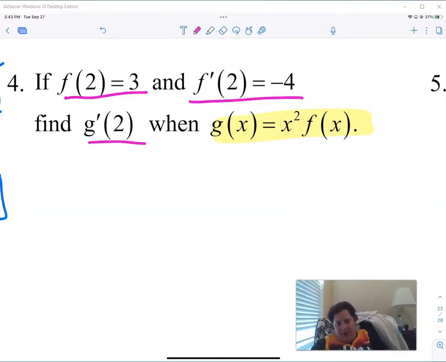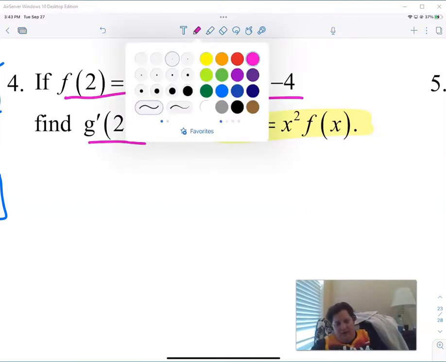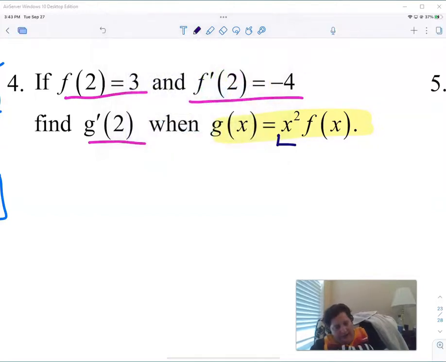Now, guys, this is a product rule. Let's see if you can see why this is a product rule, okay? X squared is a function, f of x is a function. Do I know what that function is? No, I have no idea. It gave me some information about it, but I don't know what the function is, okay? It could be a sine function, it could be x to the third, I don't know.